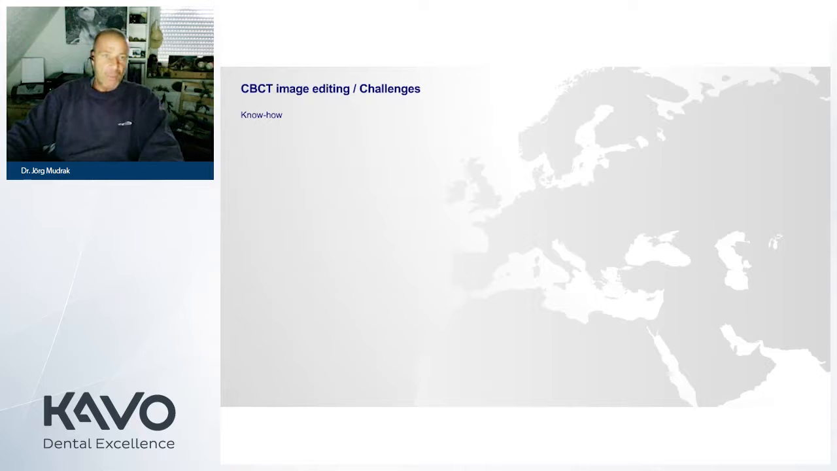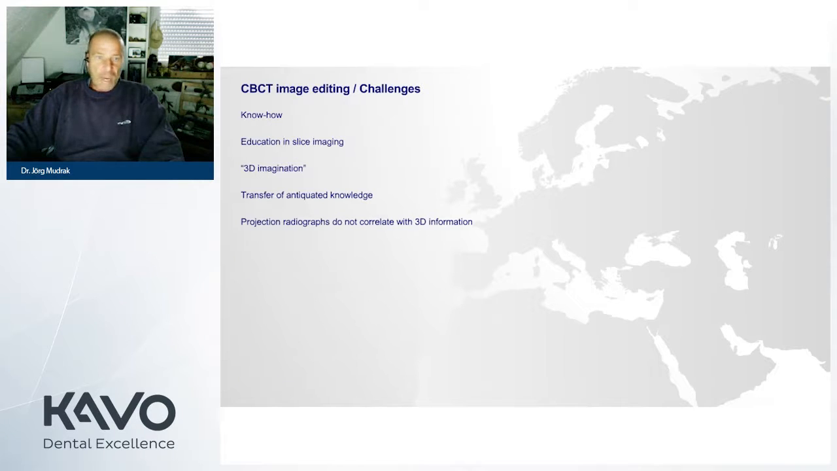So let's sum this up together. That means if we are facing the challenges, first of all, the know-how, then to have a kind of education in how to do slice imaging. The 3D imagination, that means we have to be aware of the fact that we have to combine 4 different views in the end of the day to one image and then take our conclusions from that. We have to be careful in transferring antiquated knowledge, and we have to be careful that the projection radiographs do correlate with the 3D information.